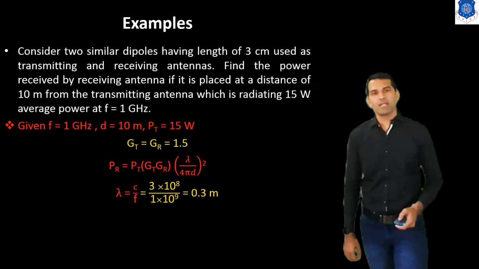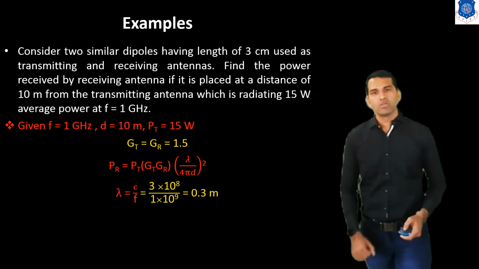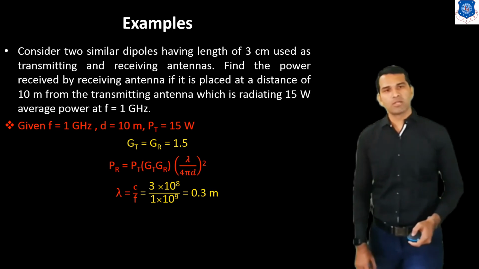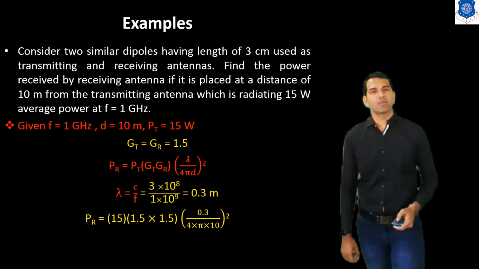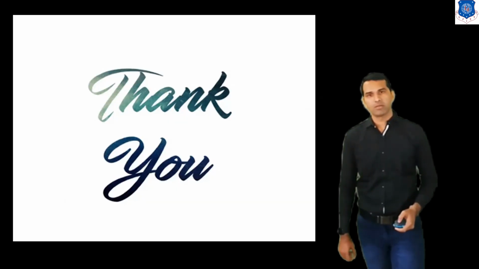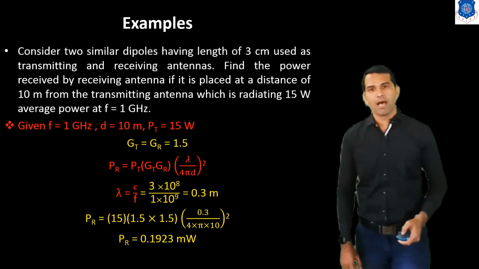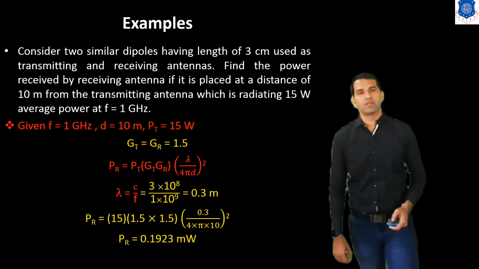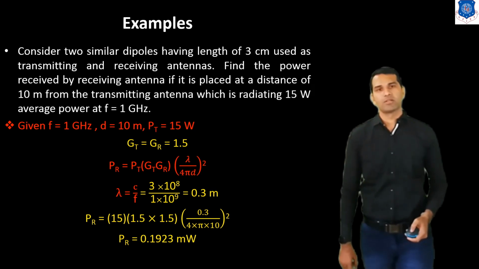We can find the lambda value using this equation: lambda is equal to C by F. So we get lambda equal to 0.3 meter. And now we substitute this value in this equation. So we get PR equal to 0.1923 milliwatt. So this is the answer: the power of the receiving antenna is 0.1923 milliwatt.